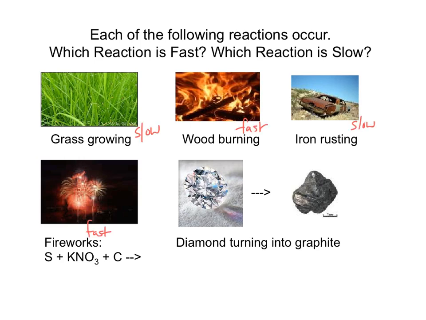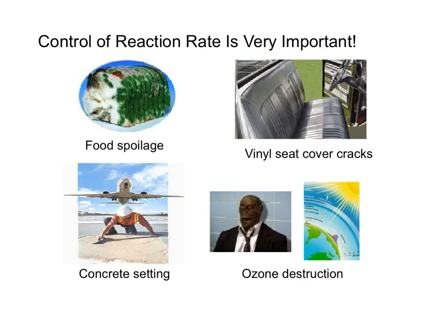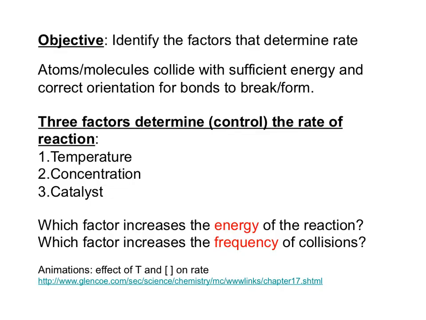And the answers are: as humans, we want to be able to control things. That includes reaction rates. Here are a few important reactions we want to control. What determines how fast or slow a reaction occurs? And how can we control how fast or slow a reaction occurs? The reaction temperature, concentration of reactants, and a catalyst determine the reaction rate.